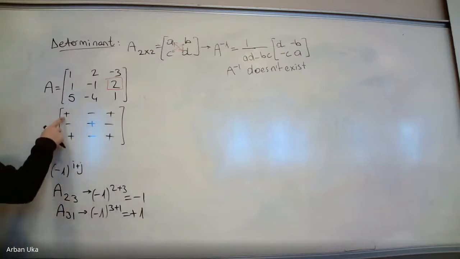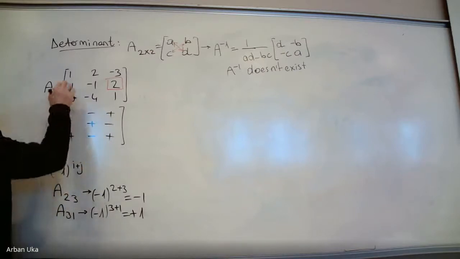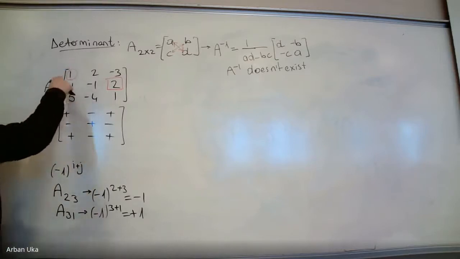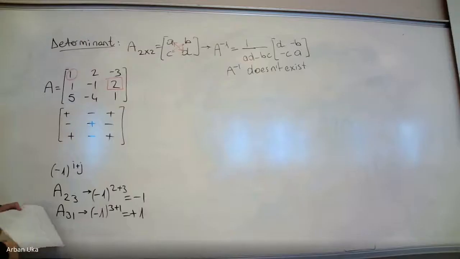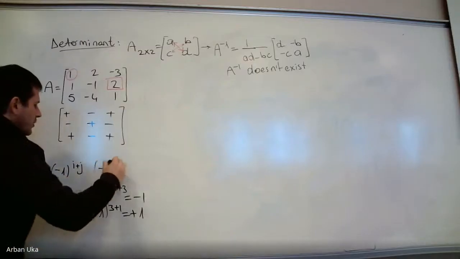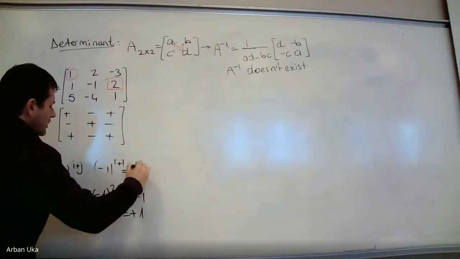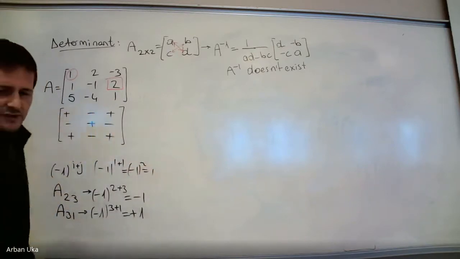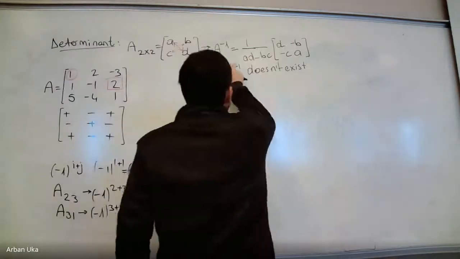So A11, the very first one here, what coefficient does this have? Because it's 1, 1, it's -1 to the power 1 plus 1, that's correct. -1 to the power 2, that's good, 1. Keep this in mind, and now let's find the determinant of a 3 by 3 matrix.